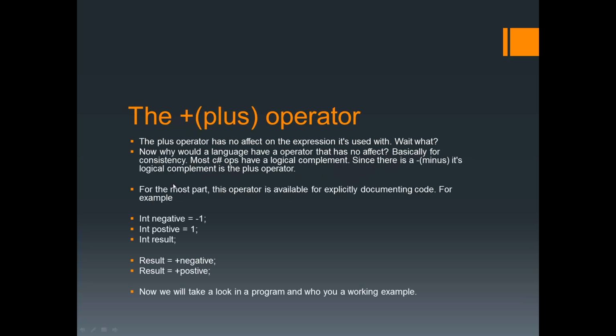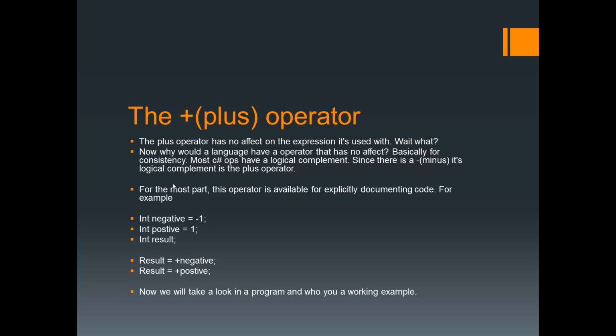So let's take a look at the plus operator here. Now, the plus operator has no effect on the expression it's used with. Wait a second. What do you mean it has no effect? Why would a language have an operator that has no effect? Well, basically, it's for consistency. Most C# operators have a logical complement. There's the minus sign, and its logical complement would be the plus operator. So basically, they do it for consistency, just so you have it there.